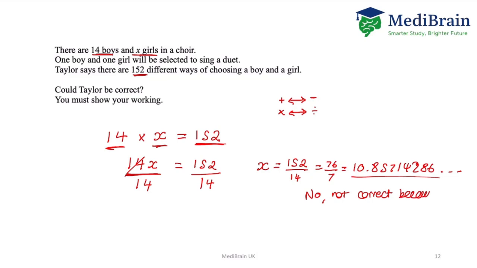because 76 over 7 is not a whole number. Remember, what is x? What are we trying to work out? We are trying to work out how many girls there are. You can't have 10.857 dot dot dot of girls. It has to be a whole number. Because we never got a whole number, it can't be correct.